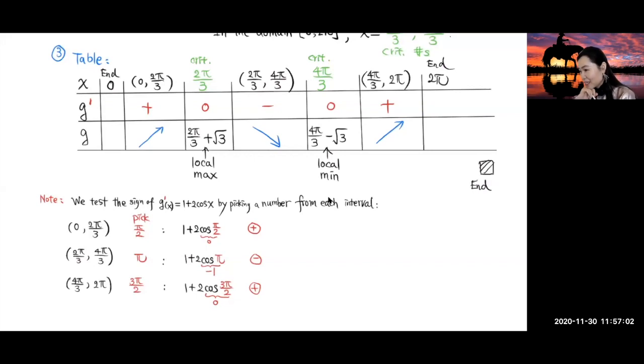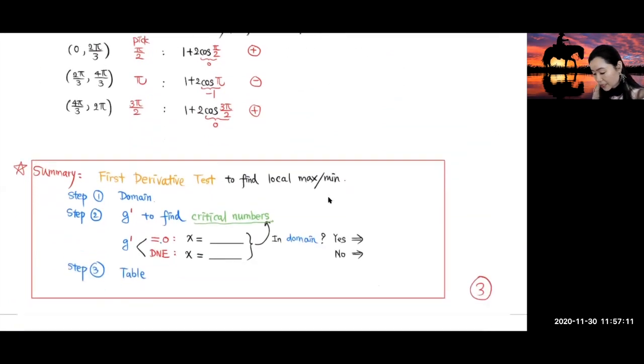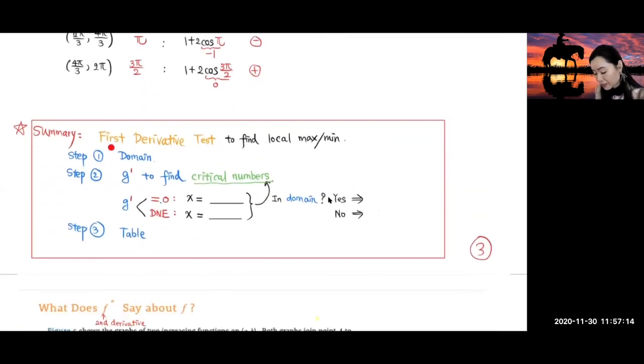Okay. So any questions? Now I summarize the steps over here for you. The first derivative test.